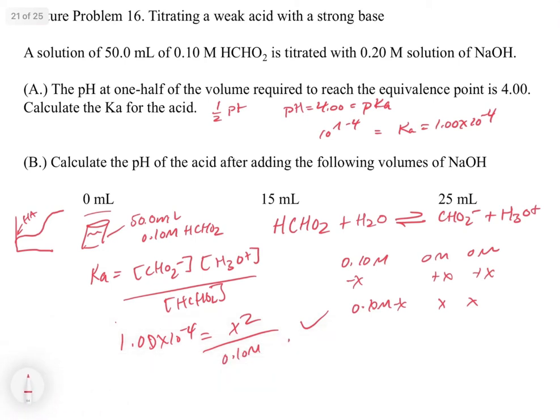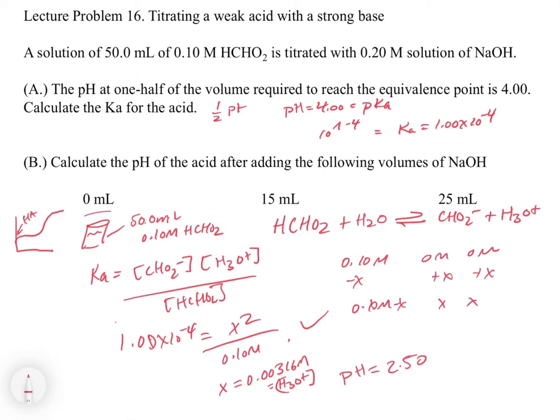And so we solve this by taking 1 times 10 to the minus 4th times 0.1, and then we take the square root. And so X in this case is going to equal 0.00316 molar, which is our concentration of H3O plus. And so our pH is going to equal 2.50.